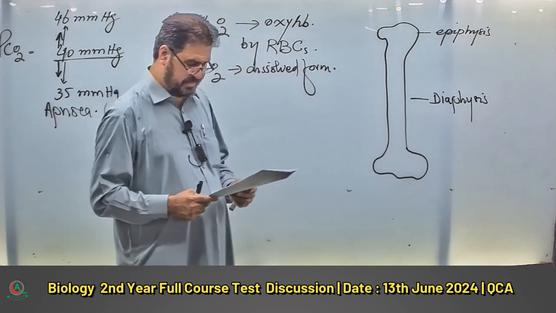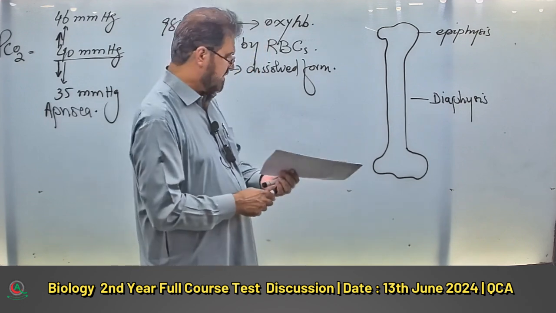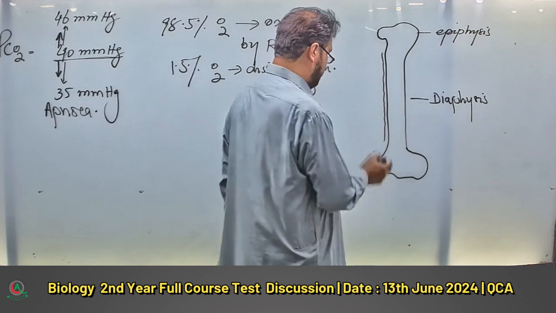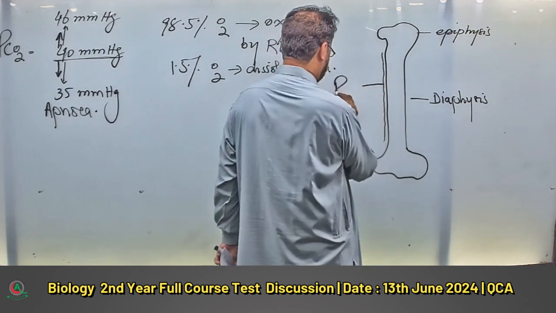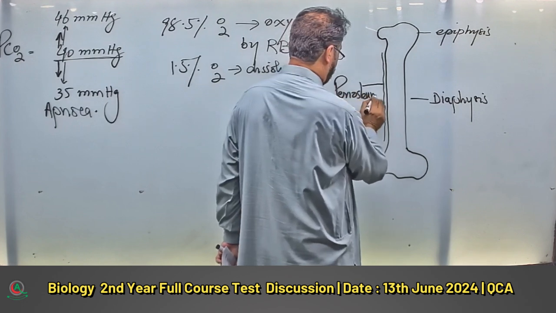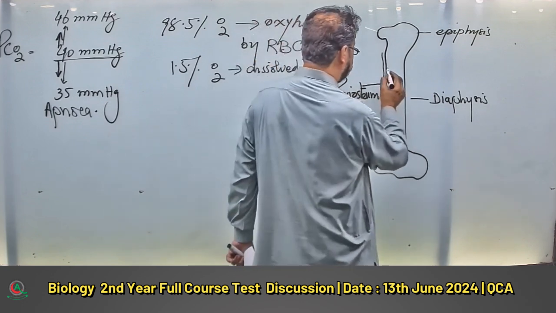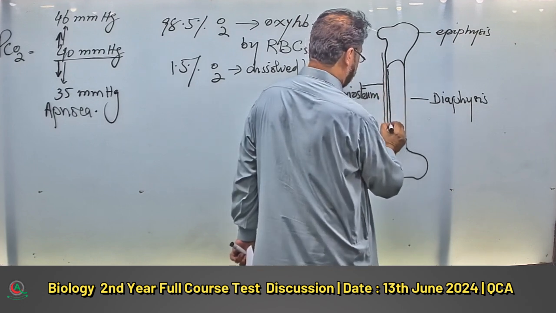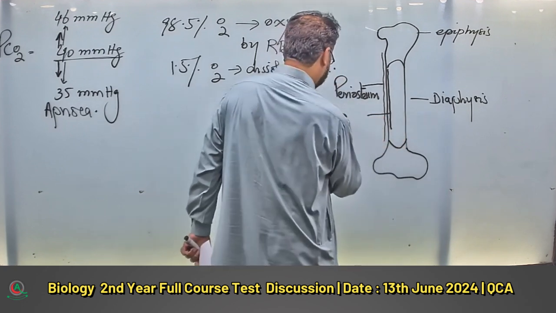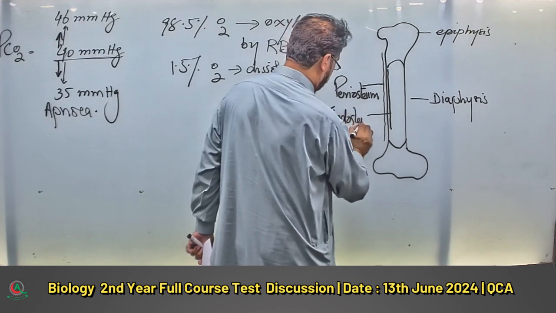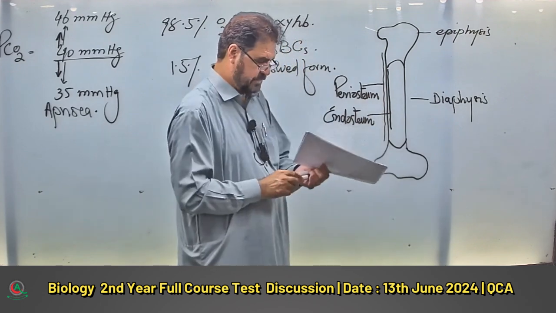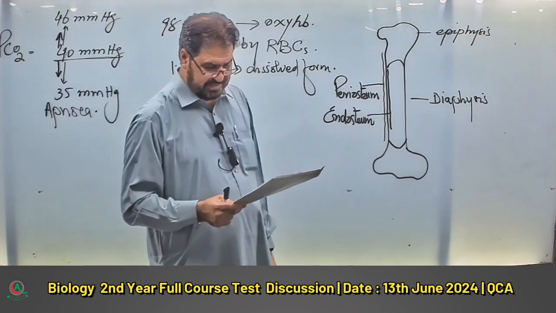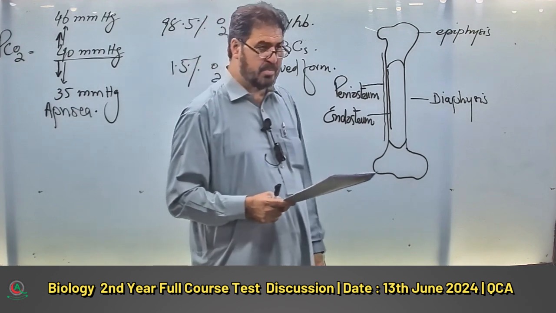Endosteum, periosteum. Periosteum is the outermost fibrous membrane or fibrous connective tissue which surrounds the compact bone. Endosteum lines the medullary cavity. The inner side of the bone is lined by another fibrous membrane which we call endosteum. The periosteum is crucial to bone survival because it contains blood vessels and bone forming cells.